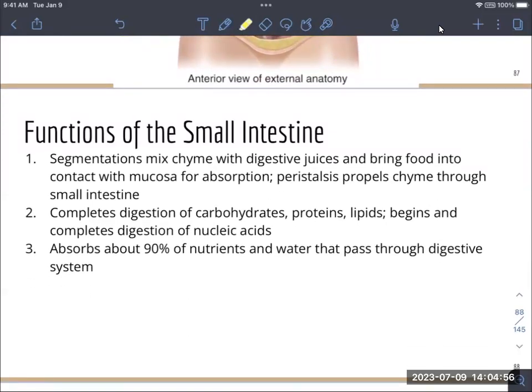So what does our small intestine do exactly? It's going to mix that chyme with those different pancreatic juices and the bile. It's going to make sure that food comes in contact with that mucosa so we can absorb it. The small intestine uses peristalsis to push that chyme through. We are going to finish breaking down carbohydrates, proteins, and lipids, and we start and finish the breakdown of nucleic acids. We absorb most of our nutrients and water as they pass through the small intestine. This is where most of the absorption is going to happen.